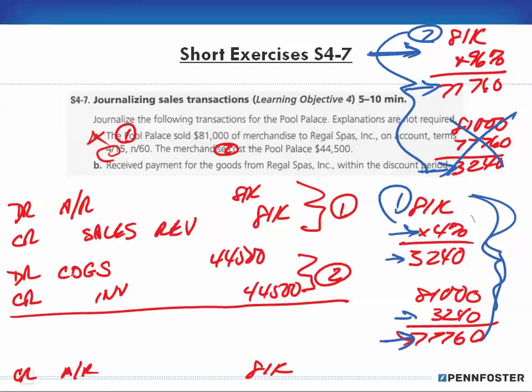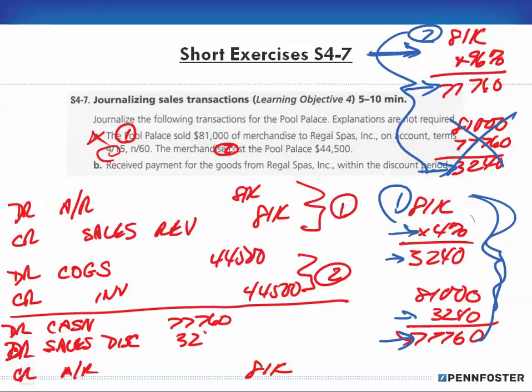Okay. All right. So if I'm receiving cash because I made a sale and they're paying it off, I'm going to debit my cash for the 77,760, and then I'm going to debit my sales discount for the 3,240. Okay, now the question might come, why am I choosing sales discount?